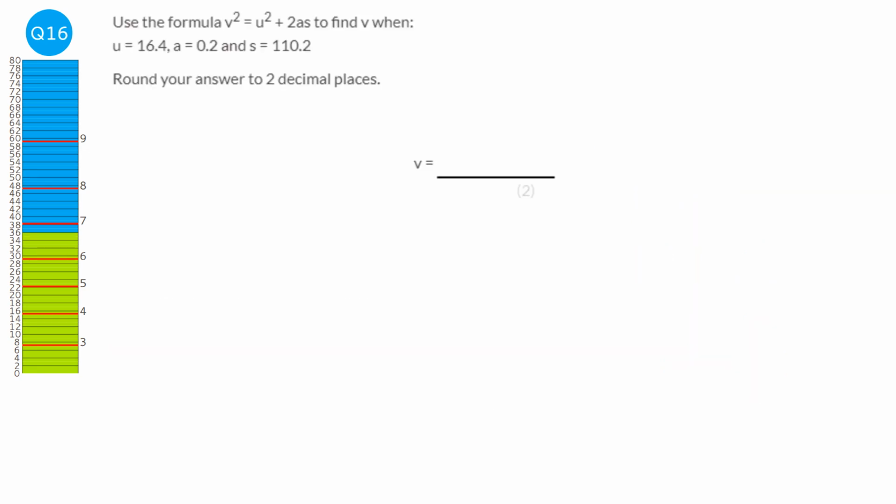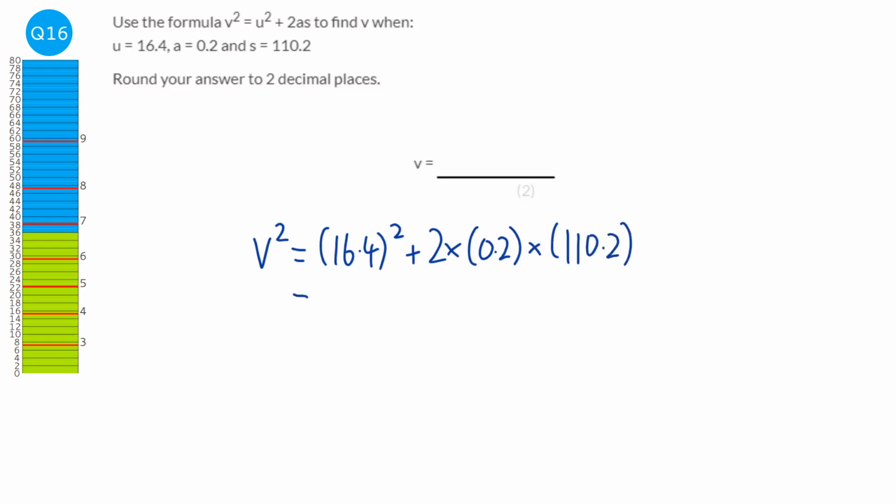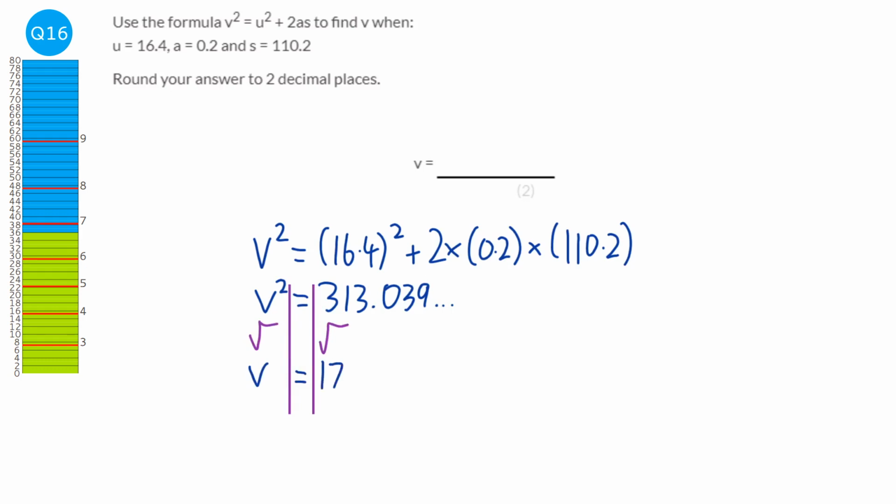So we're just going to substitute the values that were given into the formula. So v squared equals, and then u is 16.4 squared plus 2 times a, which is 0.2, times s, which is 110.2. Type that into the calculator and you get 313.039 and so on. And what we're going to do is quickly solve this by square rooting both sides, because it's v squared equals and we just want v equals. So v equals, and we square root that on the calculator, 17.692 and so on. It says it wants it to 2 decimal places, that's just going to be 17.69.